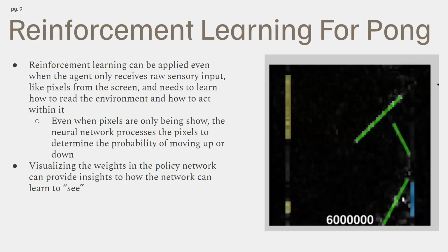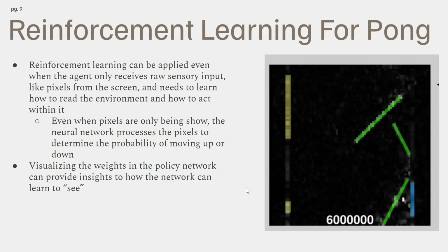And when it comes to reinforced learning, it could also be applied when the agent only receives raw sensory input, like pixels from the screen, and needs to learn how to read the environment and how to act within it. So even when the pixels are being shown, the neural network processes the pixels to determine the probability of moving up and down, and it also visualizes the weights in the policy network so it could provide insights into how the network can learn to see.